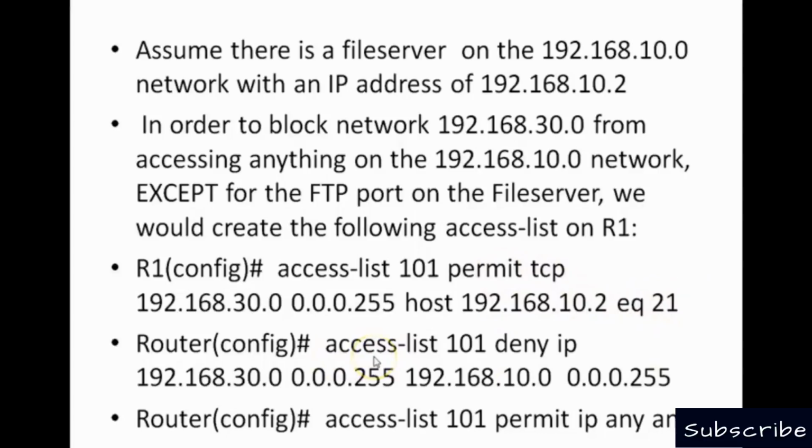After that, in the next line we write access list 101 deny IP of this network, 192.168.30.0, to reach this network. That means apart from FTP, all other traffic will be denied. And last, access list 101 permit IP any. Apart from that, all traffic is allowed except from this network.